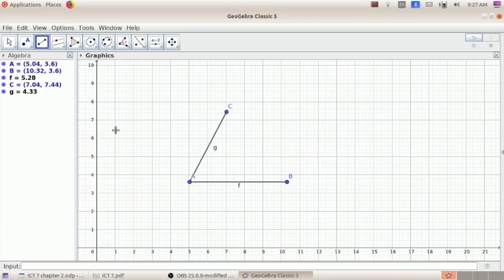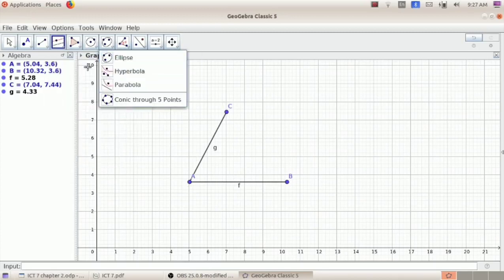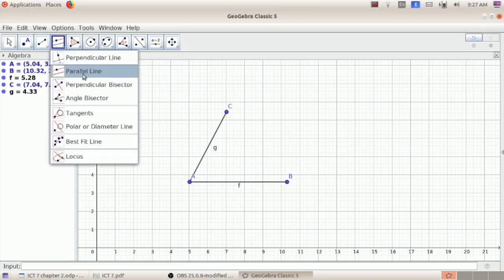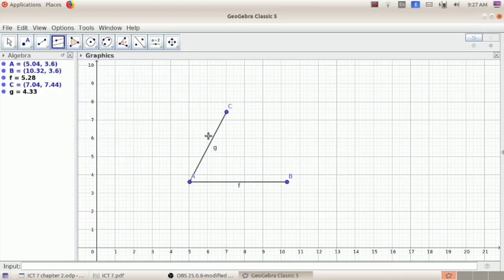How can we draw that? For that, select the parallel line tool. Click on this line segment AC. Then click on this point B. Now we got a line parallel to the line segment AC that passes through the point B.